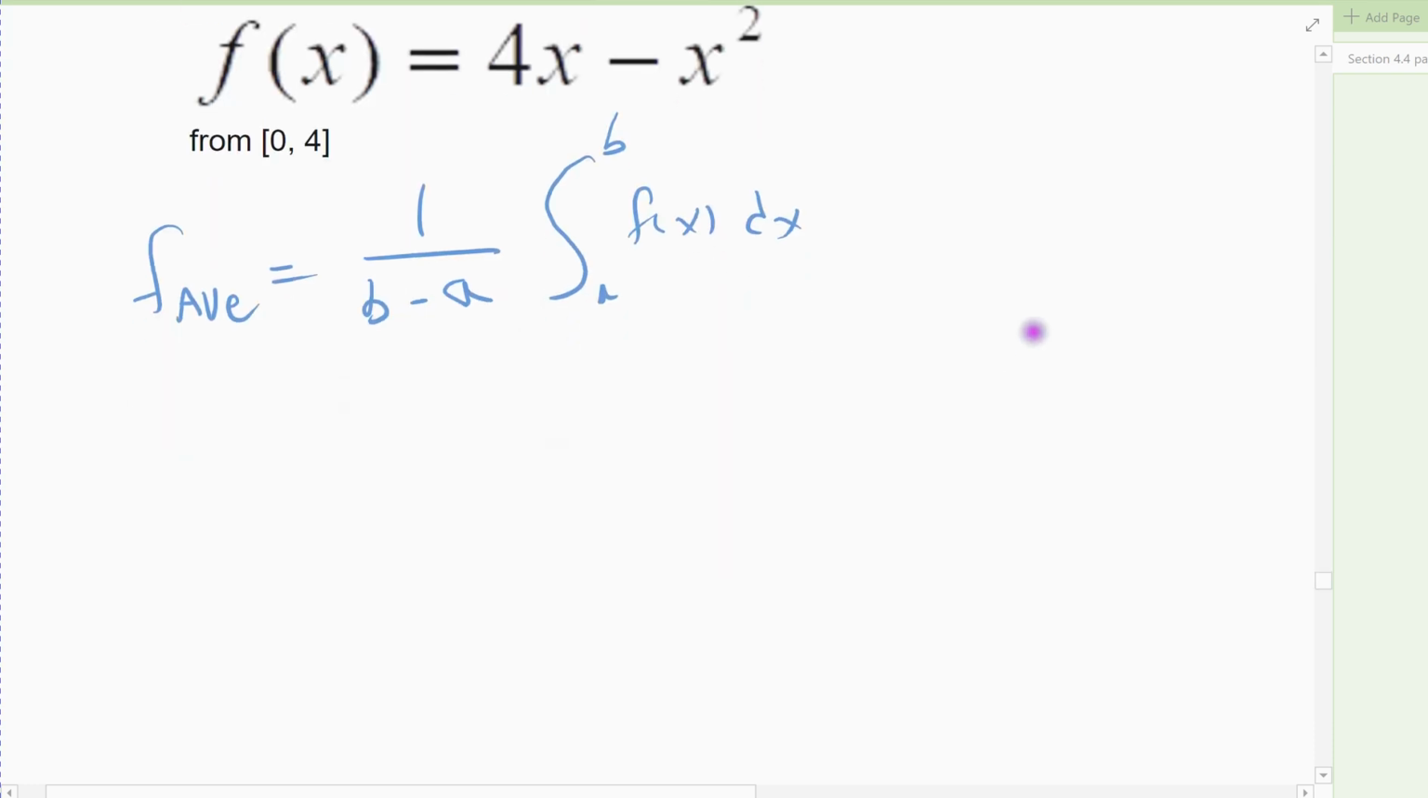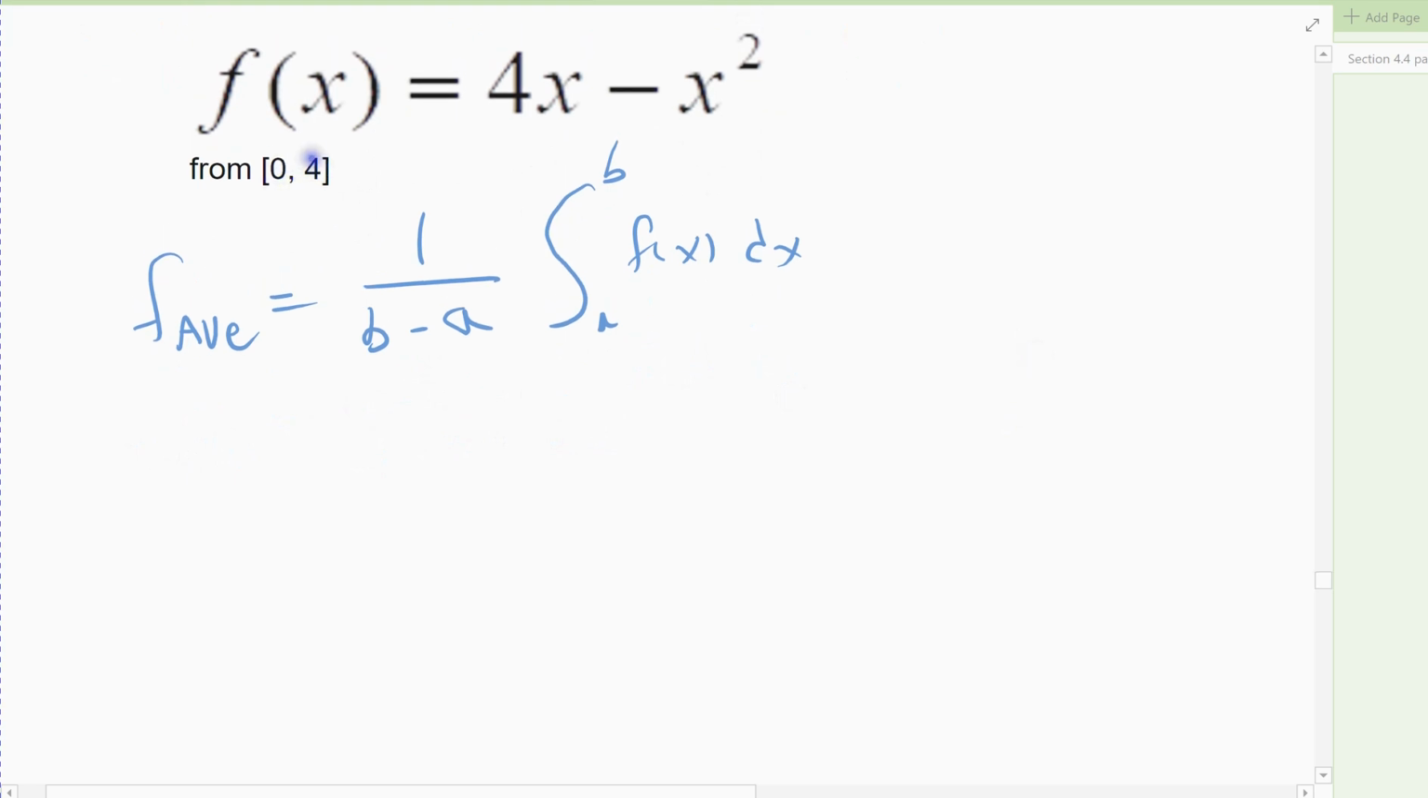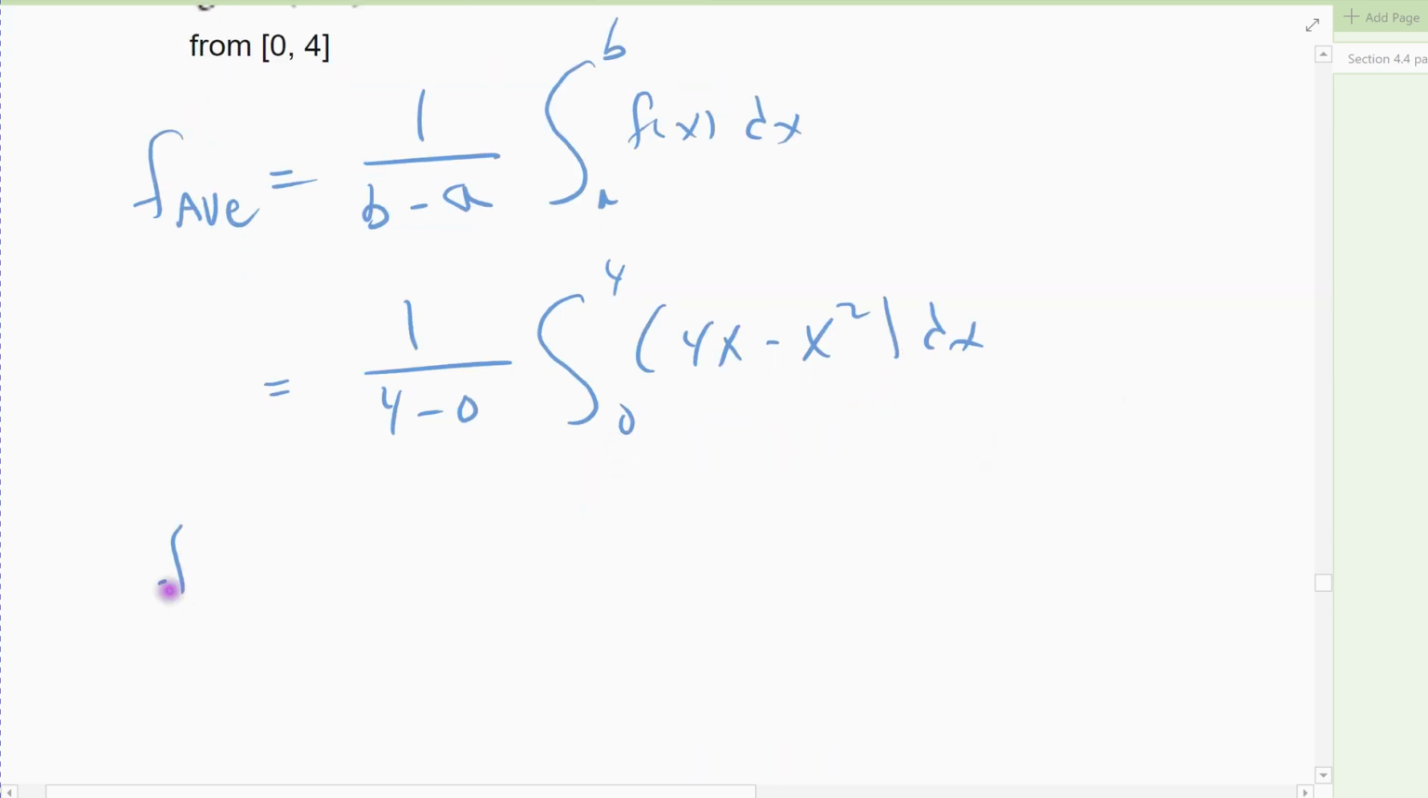So in this case, a is 0, b is 4. So when I find my average value, I'm going to take 1 over 4 minus 0, integrate from 0 to 4 of my 4x minus x squared dx. And so my average is 1/4 times the integral of that function.